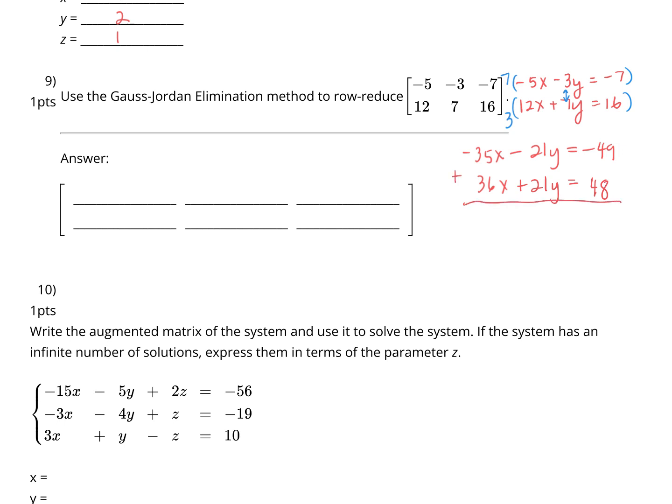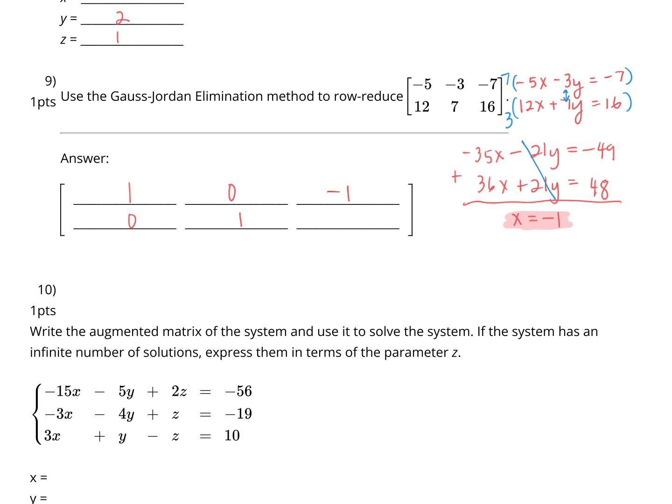So remember, I just multiplied the y coefficients by each other, but don't do it by a negative because you want one to be positive and one to be negative so that they will cancel out because they're opposite signs. So this is going to give me 1x is equal to negative 1. So the answer for x is negative 1. So that means I can write that right here. So this is going to be 1, 0, negative 1. This is going to be 0, 1, and whatever I get as the answer for y.